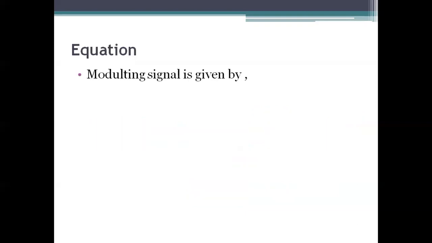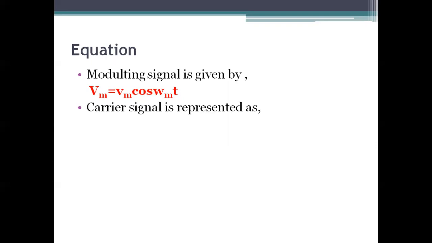Then let's have a look at the equation of SSB. The modulating signal is generally given by Vm = Vm cos ωm t, where the small Vm indicates the peak value of the modulating signal. ωm represents the modulating signal frequency given in radians. The carrier signal is represented as Vc = Vc cos ωc t, where ωc is the frequency of the carrier signal and Vc is the amplitude of the carrier signal. So we have a modulating signal with a frequency of ωm, and a carrier signal with a frequency of ωc.